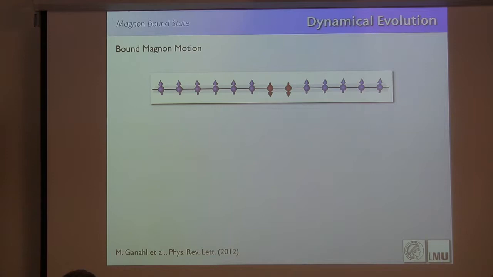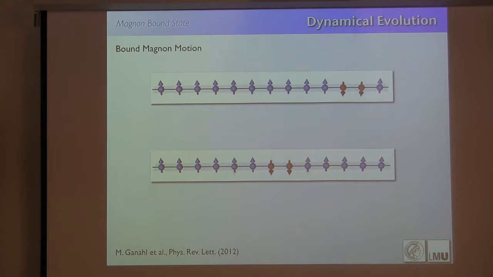So what we can do in the experiment, we can take this chain and really flip two spins here and look at the dynamical evolution. If these are the bound states, in a cartoon picture, what we expect, of course, is that they just move as this bound state together through the lattice. If they are not bound, then they should just move independently through the lattice and see nothing of each other, basically. So that would be the free particle solution.